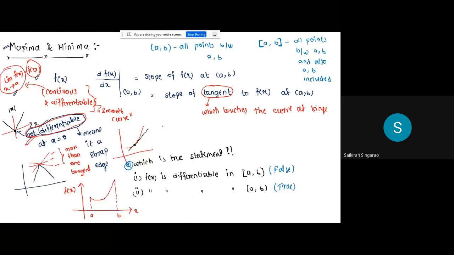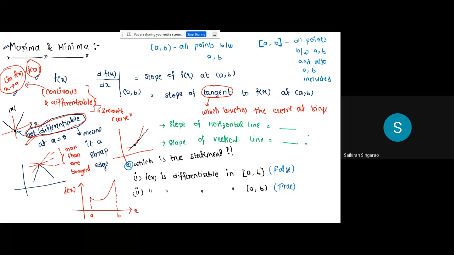See, let me tell you two more points. I think these are very basic points, but let me ask you this. What is the slope of a horizontal line? What is the slope of a vertical line? Can anyone tell me this?